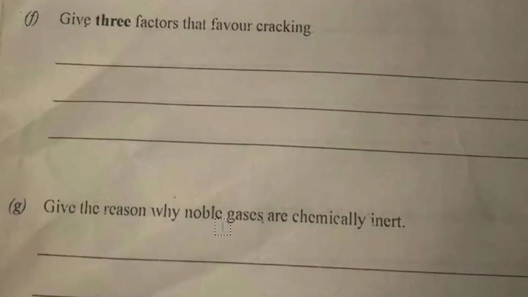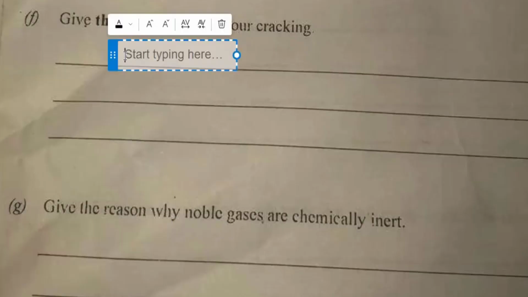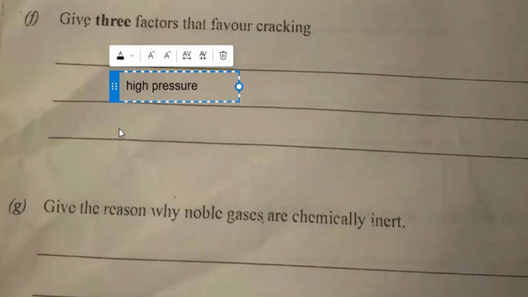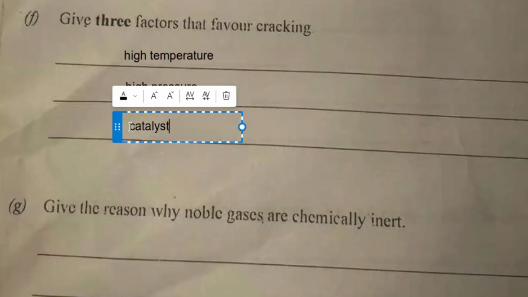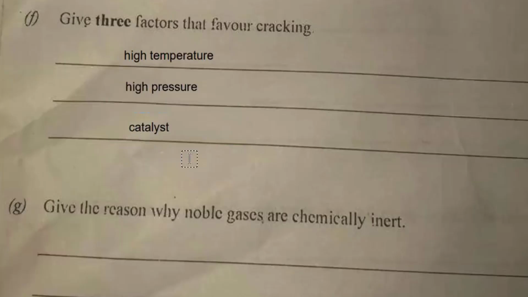In thermal cracking, you apply heat at a temperature above 1000 degrees Celsius, whereas in catalytic cracking, you use both heat and catalyst, but the heat applies at a reduced temperature. Now, cracking occurs in the presence of high temperature, high pressure, and catalyst. So those are the 3 factors that favor cracking: high temperature, high pressure, and the catalyst.